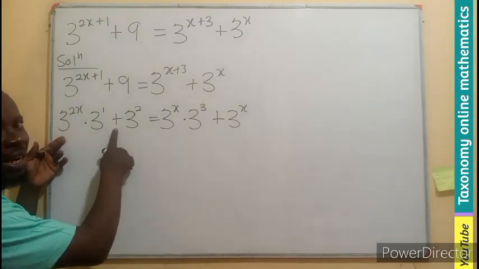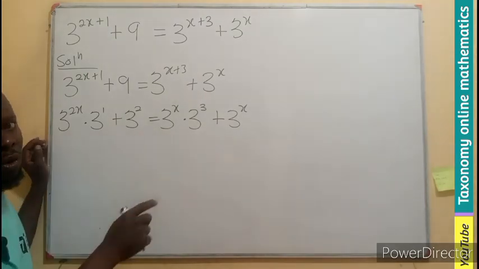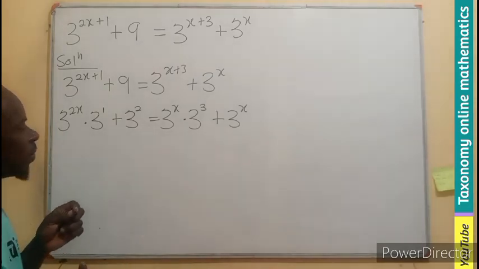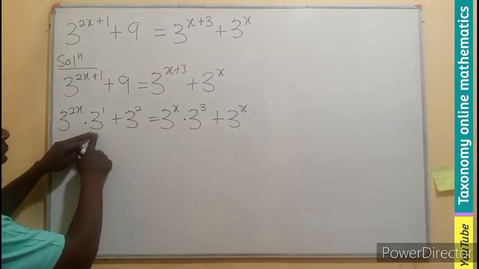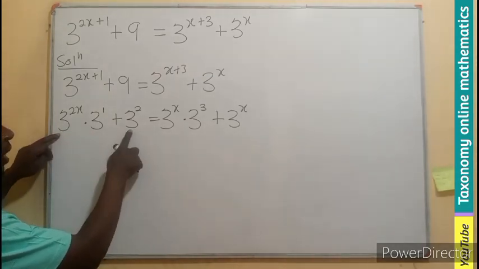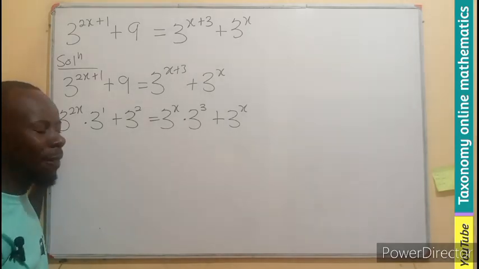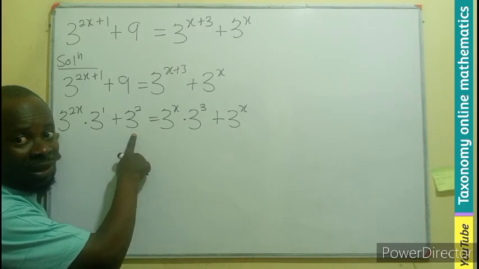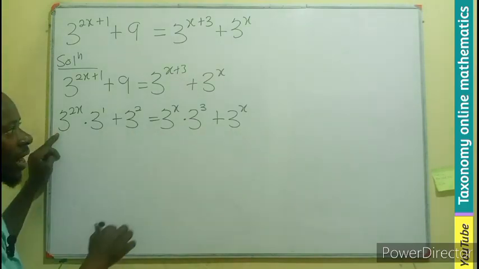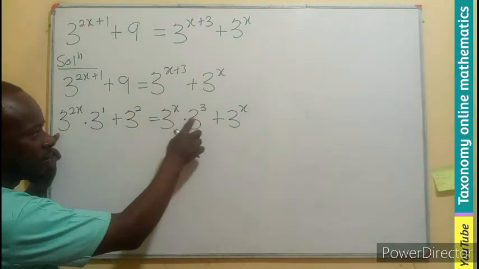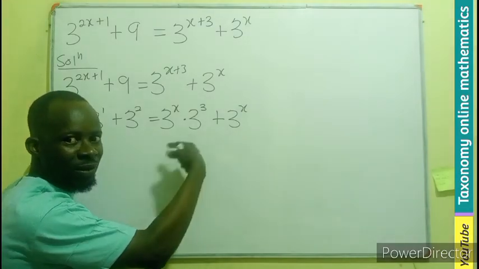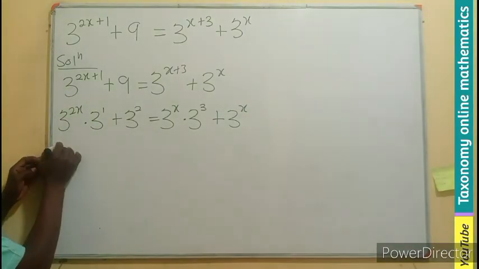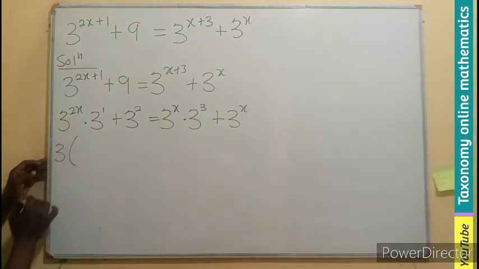But because of this addition, we cannot ignore the bases and take the exponent. So what do we do? We are going to look at this and look at this. What do we have as a common factor? We know 3 is here. 9 is also 3 times 3. So that is also a common factor. 3 exponent x, 3 exponent x, common factor. So here, I put my 3 out as a common factor.